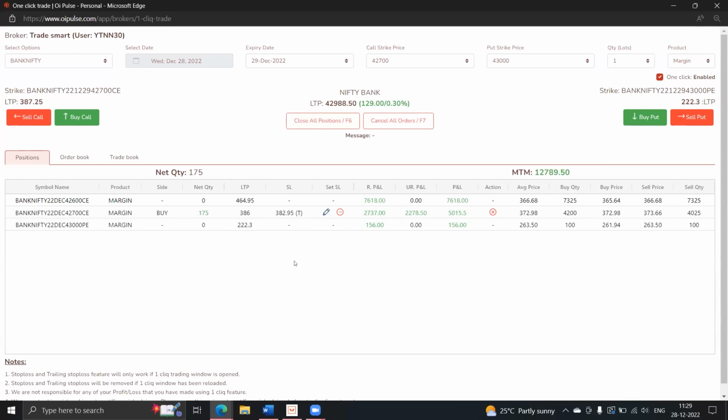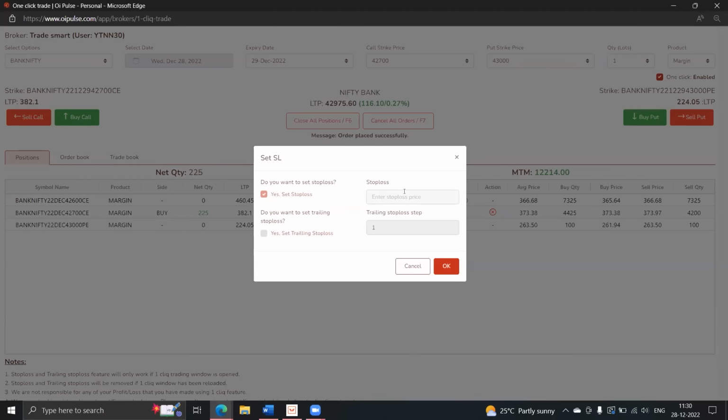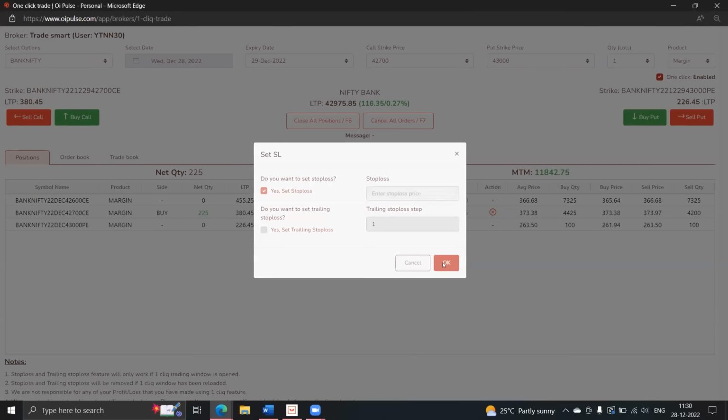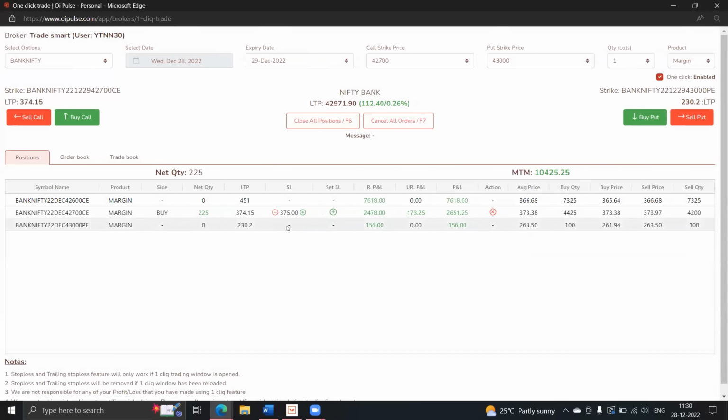388, 382, 387. Just watch it. Done. The trade is done. Again, you wanted to enter? Tell me, trading is not fun now? Look at the volatility.